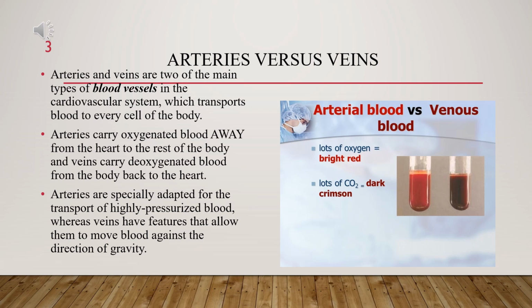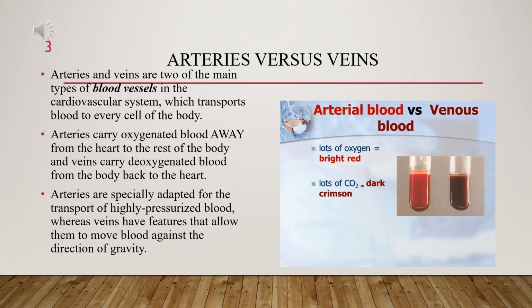So arteries and veins are the two main types of blood vessels in which the cardiovascular system is made of, and they transport blood to every single cell of the body. Arteries carry oxygenated blood away from the heart to the rest of the body. Arteries with an A, away. So that oxygenated blood is going away from the heart to the rest of the body. And the veins carry the deoxygenated blood back to the heart, back to the lungs, so it can get reoxygenated.